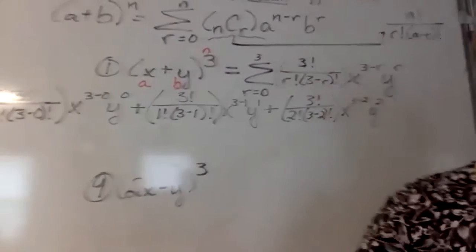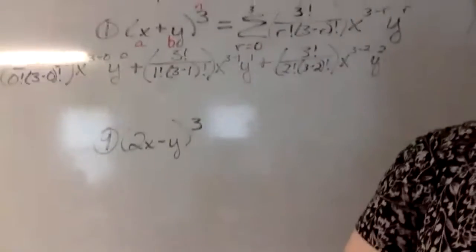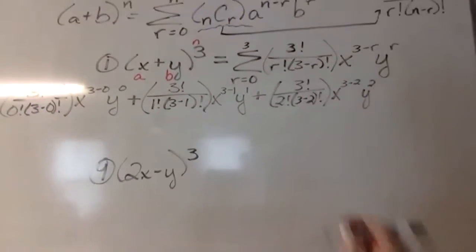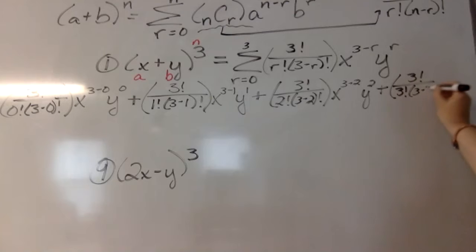Okay. I do it one more time because I've got to do it now with a 3, plus 3 factorial over 3 factorial, 3 minus 3 factorial, x to the 3 minus 3, y to the 3.